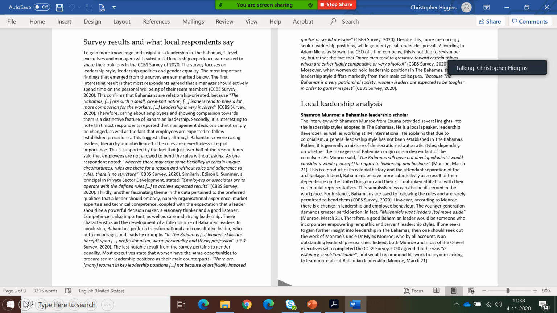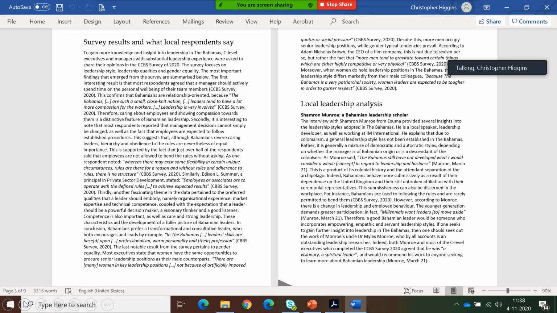How do they move on to the next theme? They do so through enumeration. Secondly, it is interesting to note that most respondents reported that management decisions cannot simply be changed, as well as the fact that employees are expected to follow established procedures. Again, they clarify, what does this mean? Well, they say this suggests, and they then go on to, I'll not read the whole thing because you'll be here all night, but you hopefully see what I mean. They then say this is supported by the fact, and again, they cite the survey. Just over half of the respondents said that employees are not allowed to bend the rules without asking.